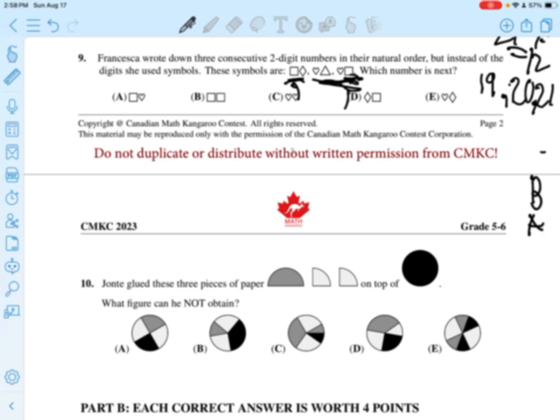So then they're not asking us what these values are. They're asking us which number is next. So the number that's next to 21 is 22. And because we found out heart is valued as 2, it should be shown as 2 hearts. Bad drawing. But anyway, 2 hearts is C.